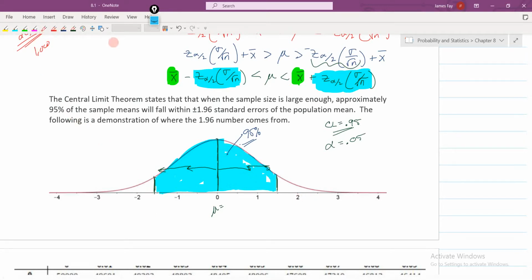This area here and this area right here are going to total to be 0.05, because again it's symmetric. So if that area totals to be 0.05, then alpha over 2 is 0.025.